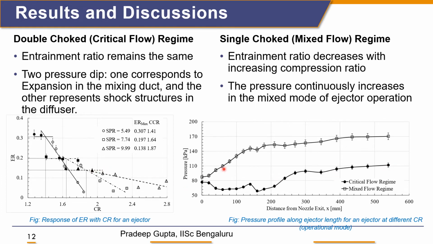While in the case of the mixed flow region, the expansion of the primary flow is not that strong, as I explained in the schematic, such that the pressure is slowly rising, and once it goes into the diffuser, there is a gradual rise in the pressure due to the pressure recovery.